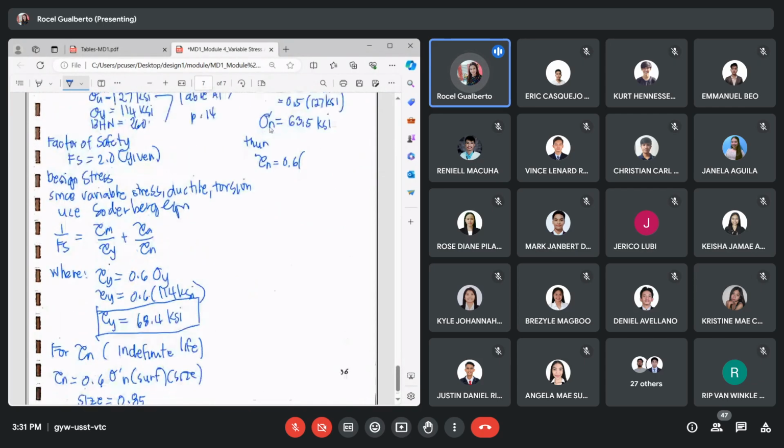Value ng sigma prime n, ito po yun, 63.5 KSI. Then you have the surface factor, 0.83, and then the size factor, 0.85. Okay? So kindly compute for the value of your tau n. Sinubstitute lang po natin yung mga nakuha nating values kanina. So what is tau n?